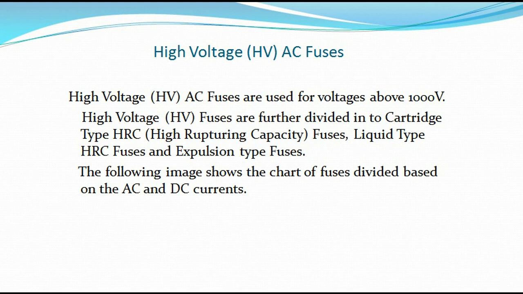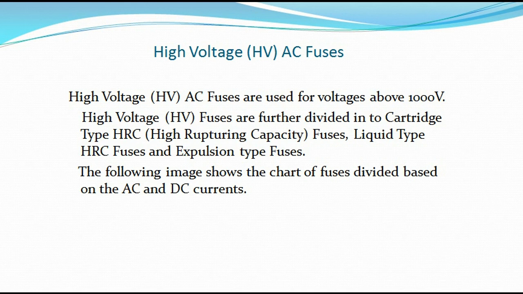High voltage fuses are further divided into cartridge types, which is HRC, meaning high rupturing capacity fuse. Another one is liquid type fuse under the same HRC fuse, and explosion type fuse. I repeat, high voltage fuse under AC fuse are used for voltage above 1000 volts, which means from 1001 and above.